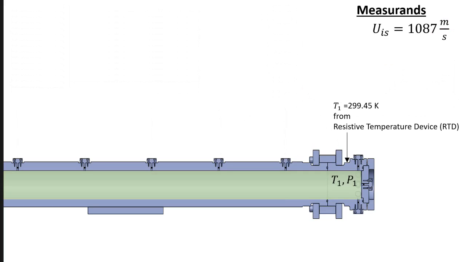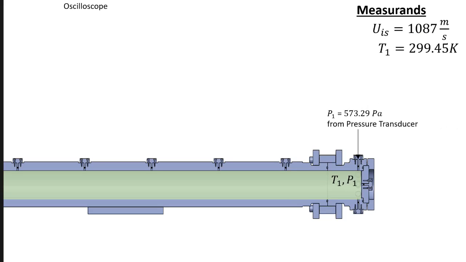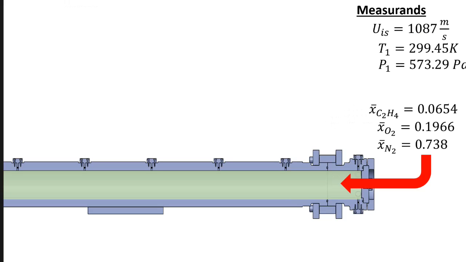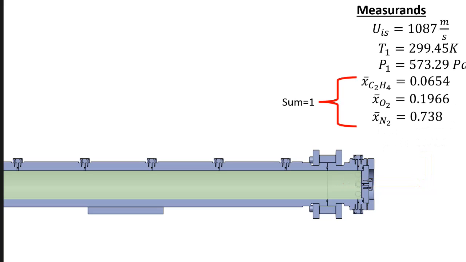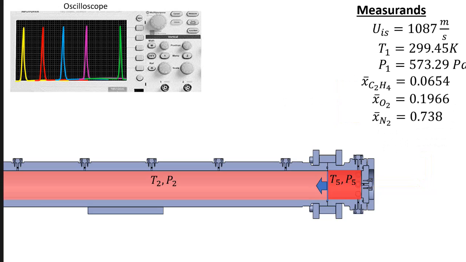I have plenty of time before shock initiation to read the initial conditions of the gas: temperature, pressure, and composition. Let's assume the gas composition here is stoichiometric ethylene and air, which is a mole fraction of 0.0654 ethylene, 0.1966 oxygen, and 0.738 nitrogen, which sums to unity. From these 6 measurands, I can determine both the temperature, T5, and the pressure, P5, in the gas behind the reflected shock, using the normal shock equations.